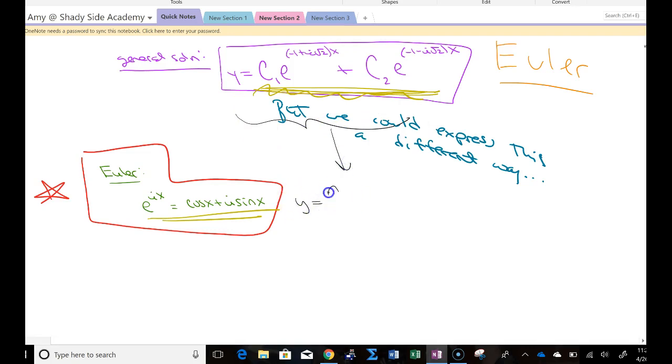y equals C1. Now, look what I'm going to do. I'm going to distribute the x and tease apart that sum. Let me just think about how to best do this. Hang on a minute. Okay, all right. Let's do this. Ready? This becomes e to the negative x times e to the i root 2x. Do you agree? Plus C2 e to the negative x times e to the i root 2x.